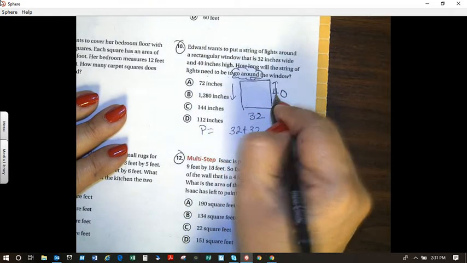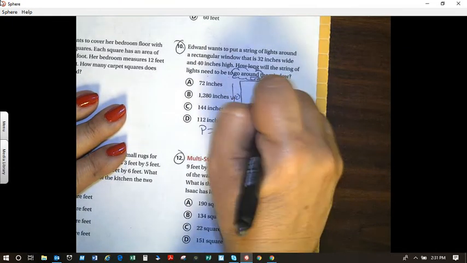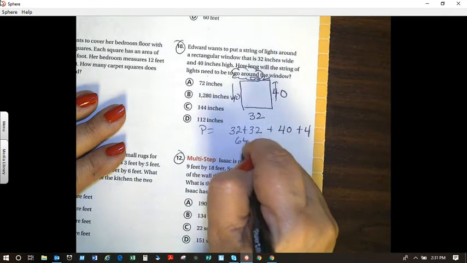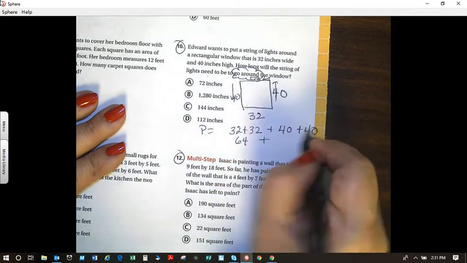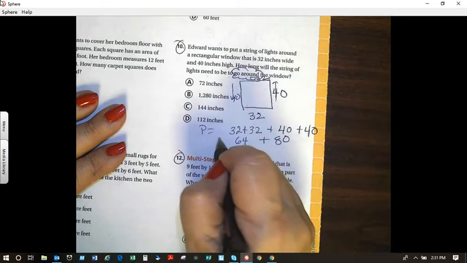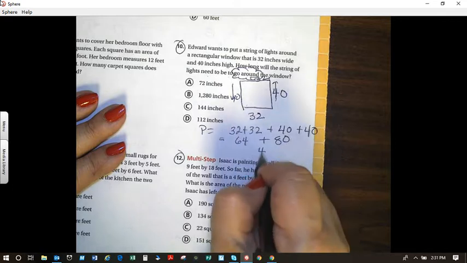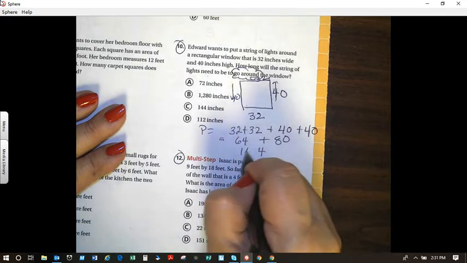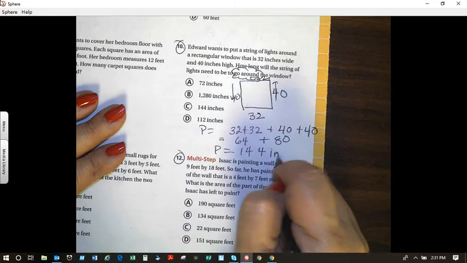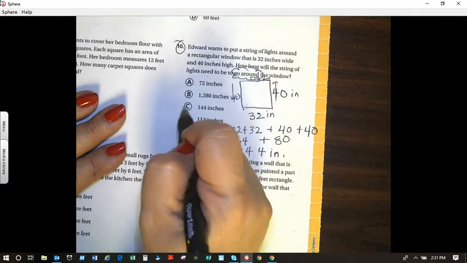Is P equals. You see this 40 here? Across of it is 40. This 32 across. And then I add on my sides. Well, 32 plus 32 is 64. Plus 40 plus 40 equals 80. 4 plus 0 equals 4. 6 plus 8 equals 14. So my perimeter equals 144 inches because this is all in inches. And the answer is C.